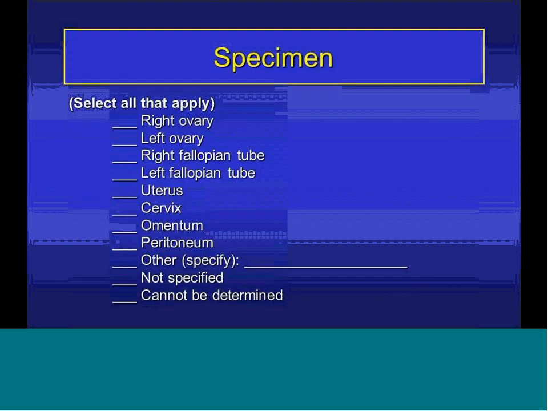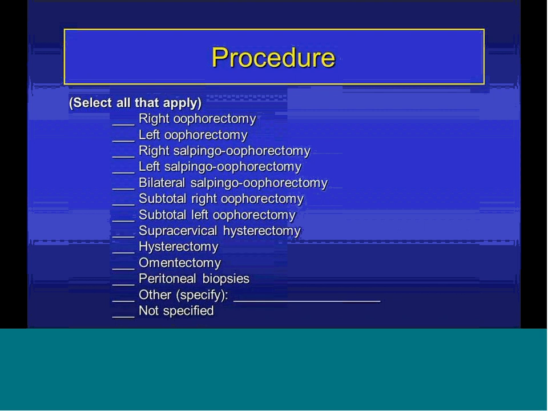First is the specimen. To me, this implies what you are able to identify, and this is a select all that apply. So please select all of the tissue that you can identify. Often you will get bilateral ovaries and fallopian tubes in a uterus. The cervix will usually be attached, and there will be an omentum. Peritoneum or peritoneal biopsies, and you may get lymph nodes as well. There is a separate section for lymph nodes, but I think it's best to list them here as well.